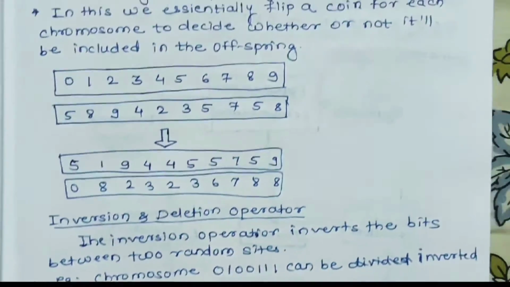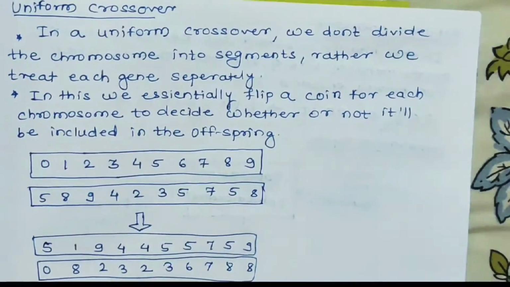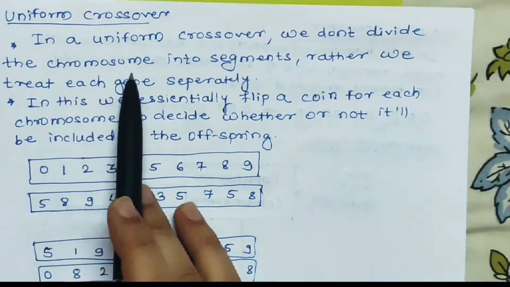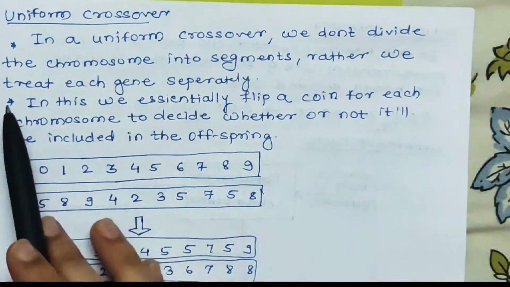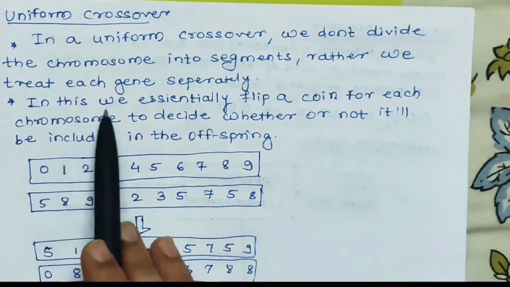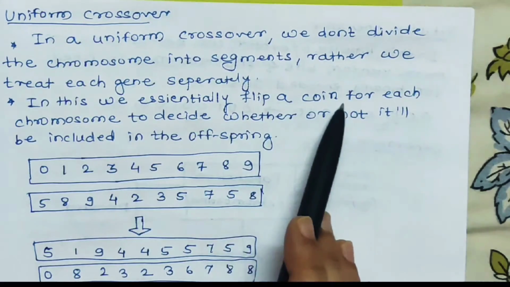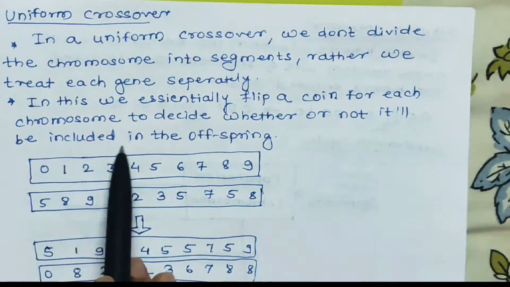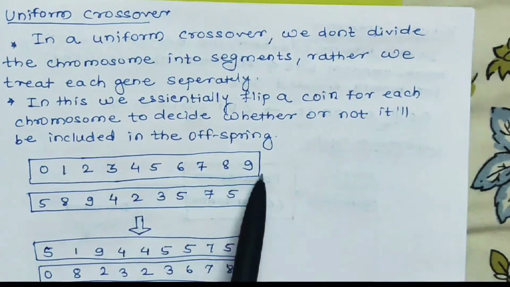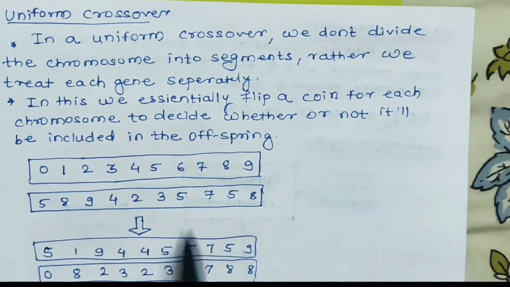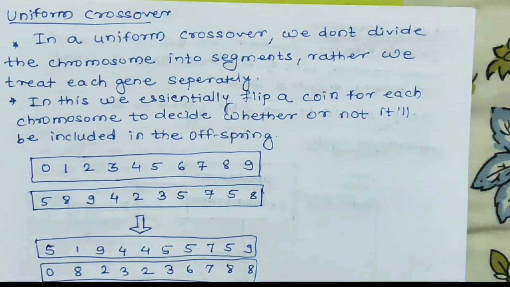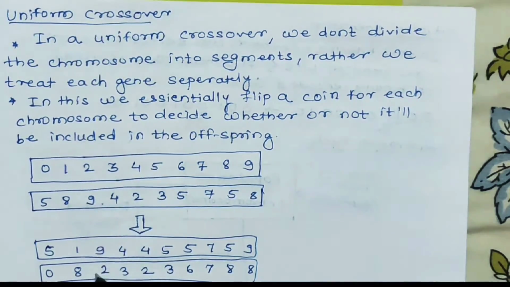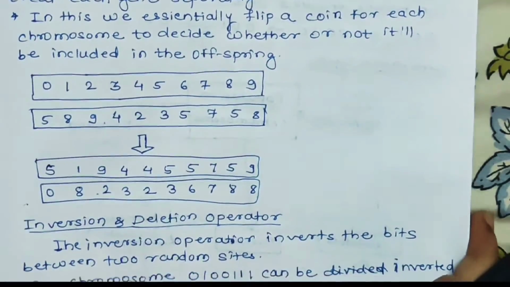The next type is the uniform crossover. In a uniform crossover, we don't divide the chromosome into segments; rather, we treat each gene separately. In this, we essentially flip a coin for each gene to decide whether or not it will be included in the offspring. So this is like a random method, where some values will be used in the offspring and some values will not be used in the offspring.